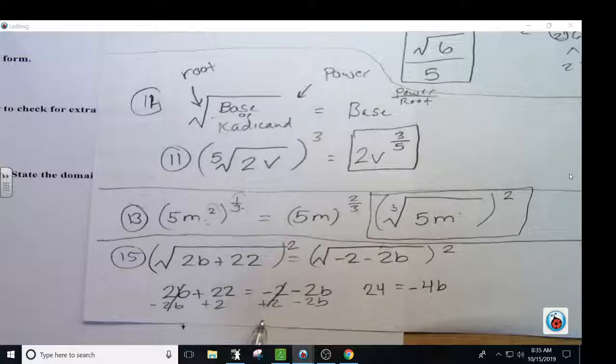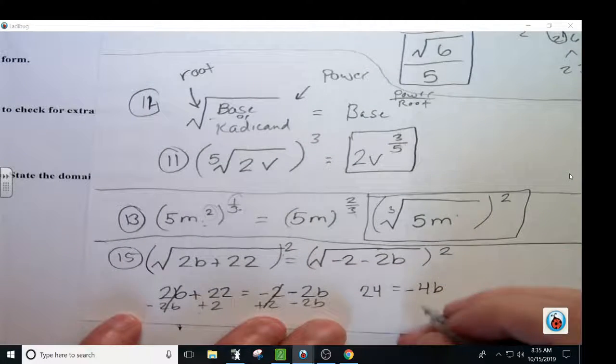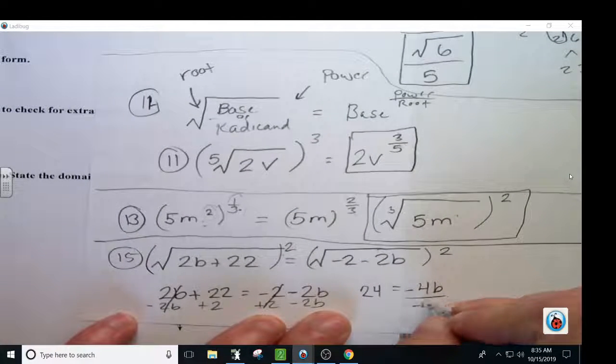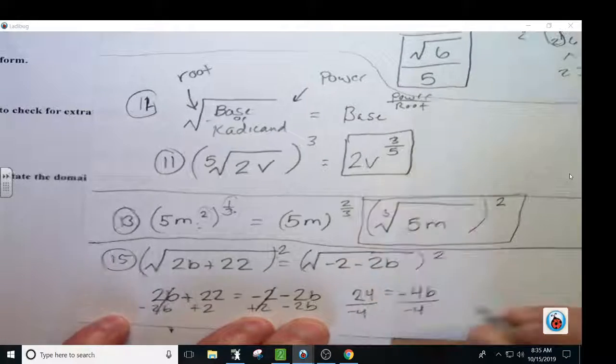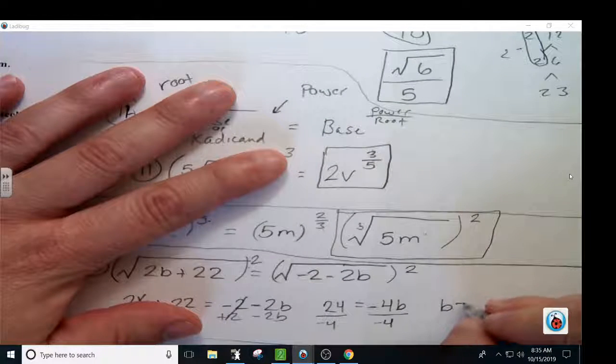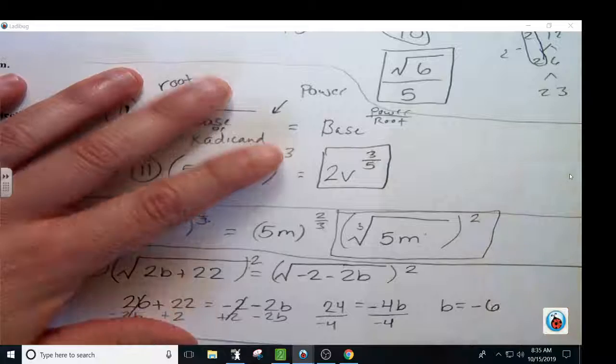Well, we had to add a 2, and then to get this 2b away, I had to subtract it. If you'd gone this way, you could have done that. Yes. If you went the other way, you could. All right. Now, divide by negative 4. That's b equals negative 6.